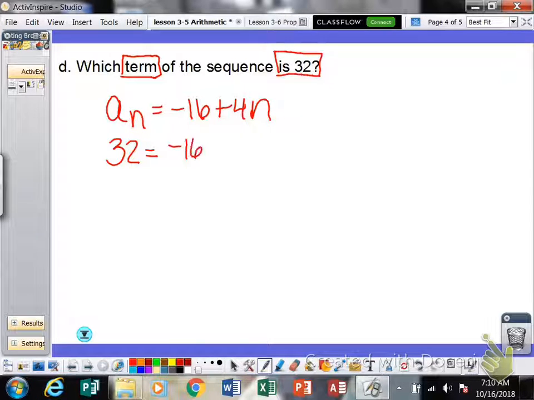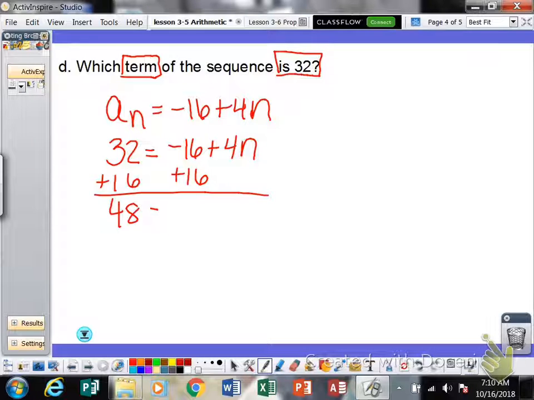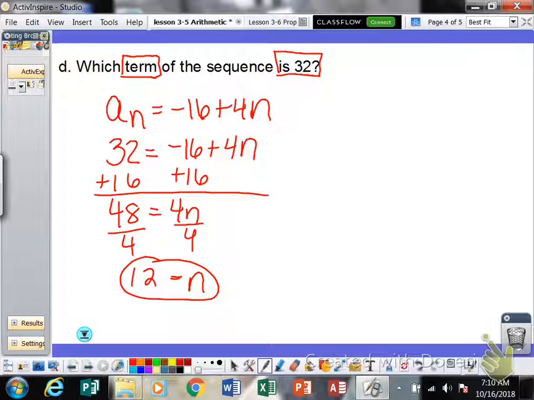So negative 16 plus 4n, so we're going to add 16. We're going to add 16. I get 48 equals 4n. I divide by 4. And I get n equals 12. So 12 would have been, the 12th term would have given you the answer of 32. So n equals 12 is the term.